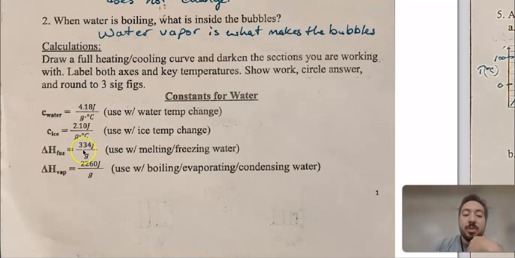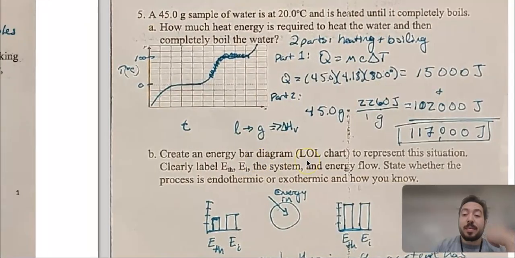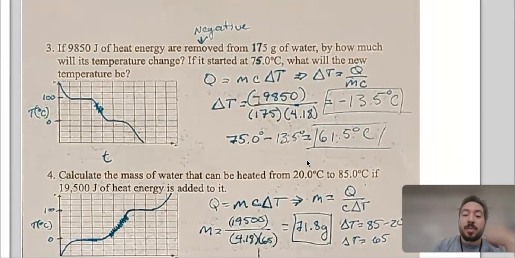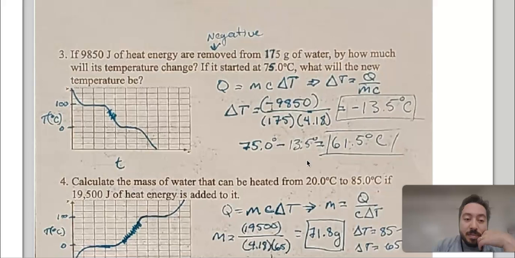Heat of fusion is anytime we deal with melting or freezing, anything between a solid to a liquid or a liquid to a solid. And then heat of vaporization is anytime we're boiling, evaporating, condensing, where we're going from a gas to a liquid or a liquid to a gas. And that's 2260 joules per gram.